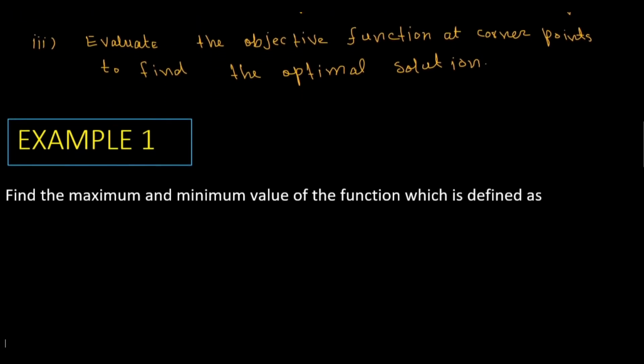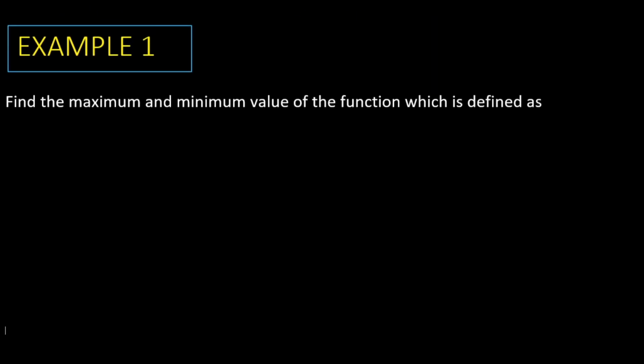The example is: find the maximum and minimum value of the function defined as f of x comma y equals 2x plus 3y, subject to the constraints.